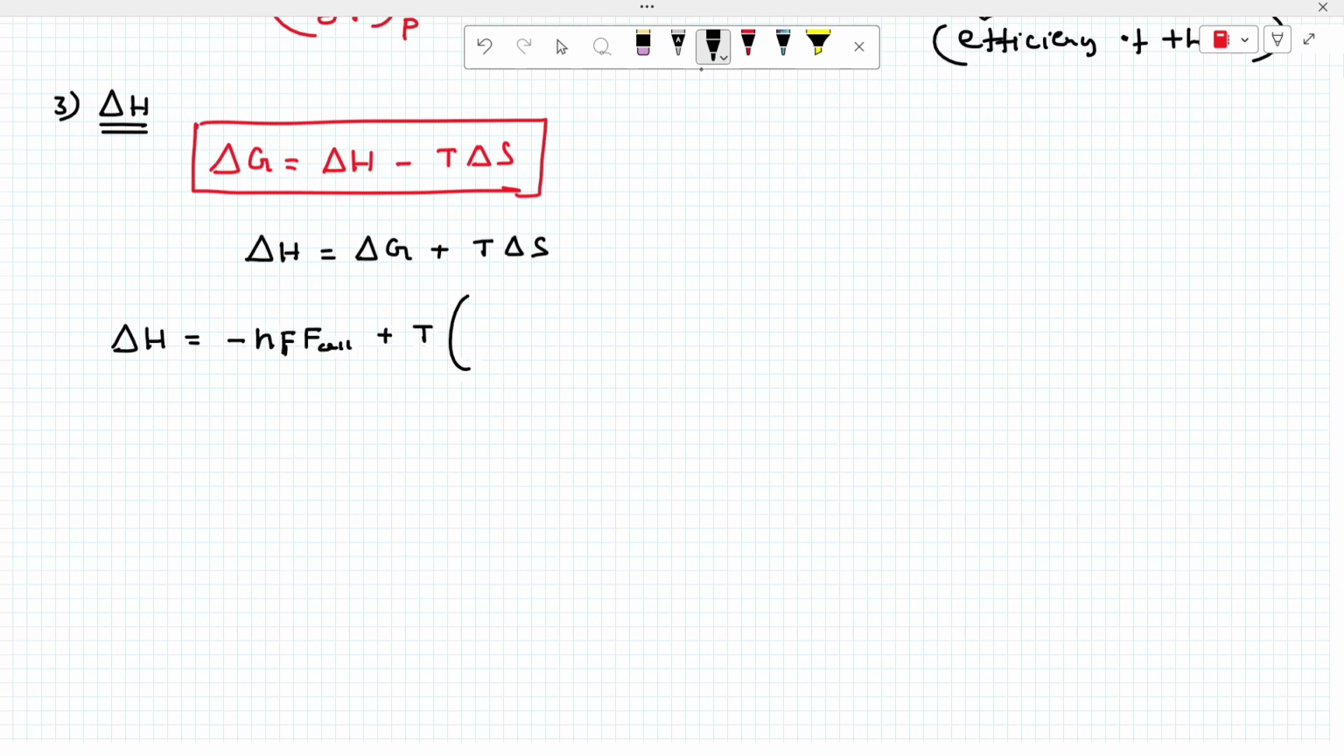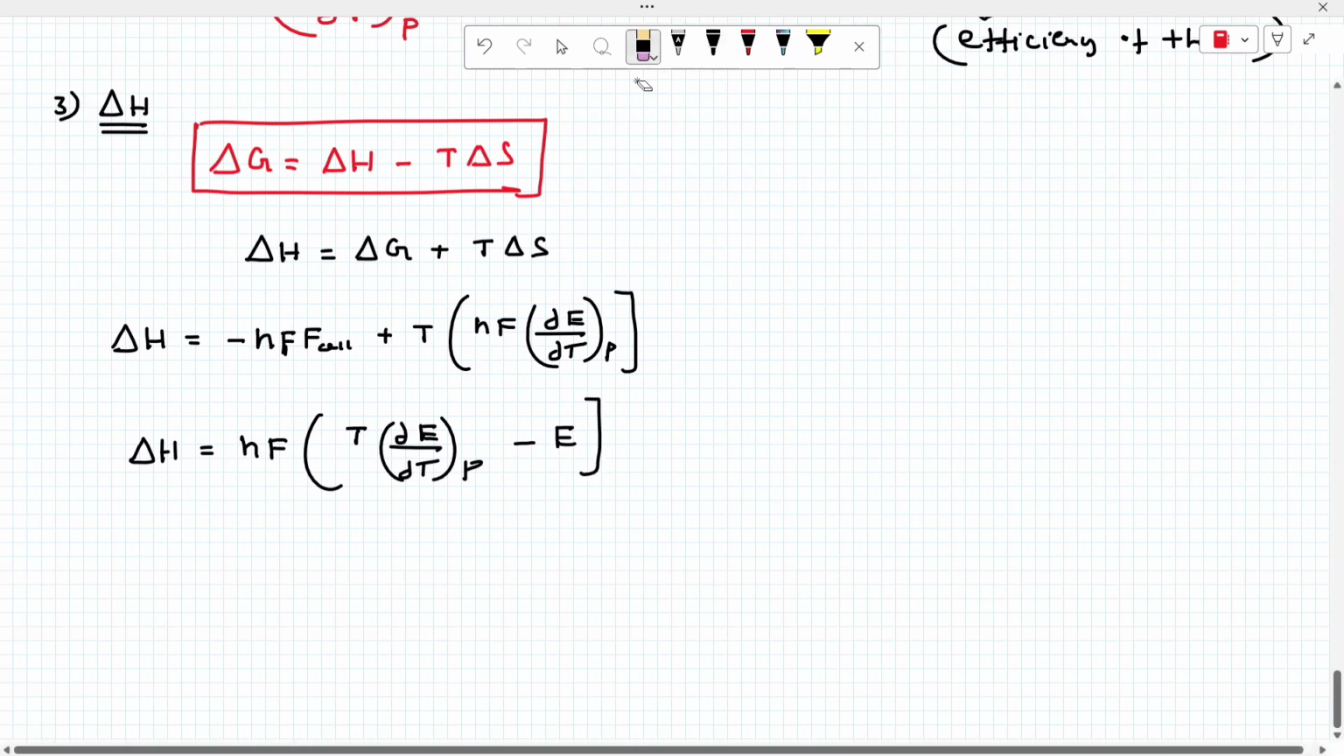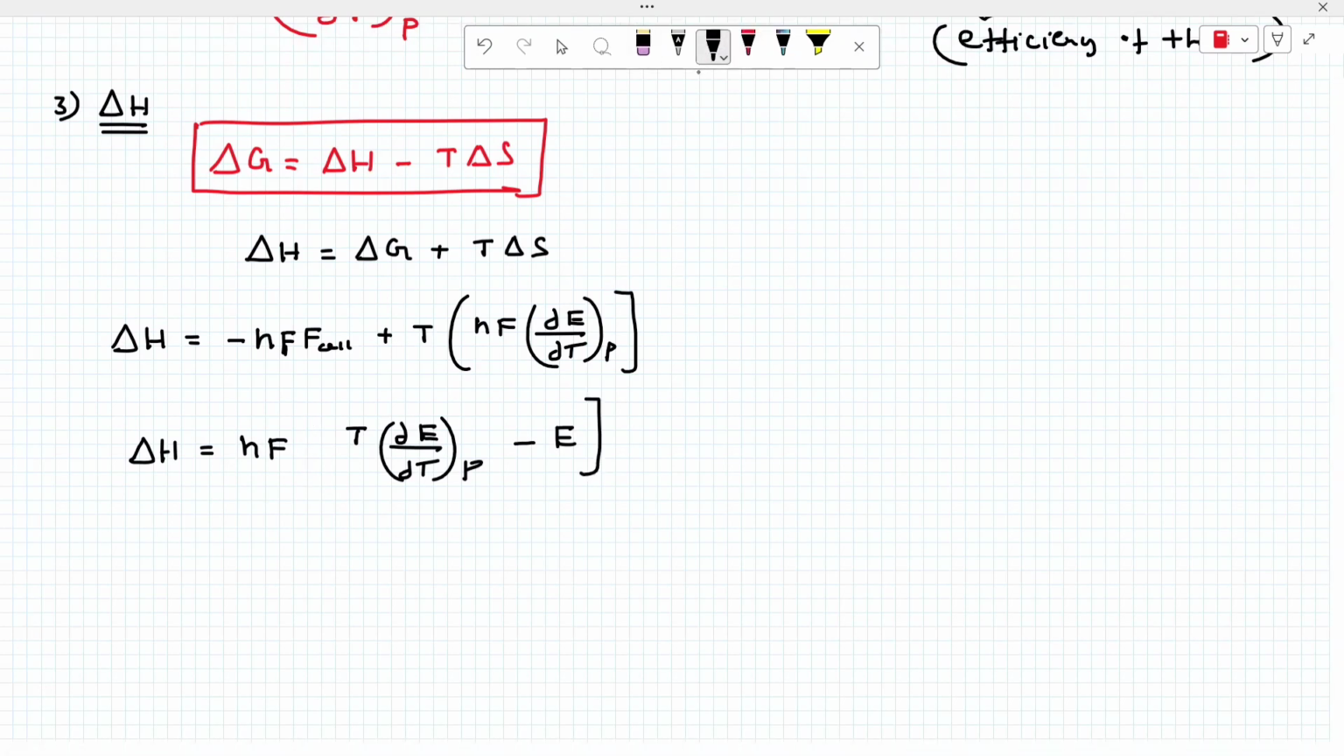Now what is the delta S formula? That equal to nF into dou E by dou T at constant pressure. Yes or no? Now என்ன பண்ணலாம்? We have to rearrange பண்ணுவோம். அப்படி பண்ண delta S equal to nF into T into dou E by dou T at constant pressure, minus E, the formula. Important, please note. Now nF common.